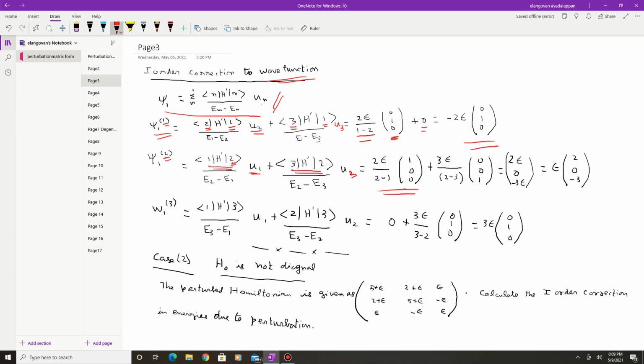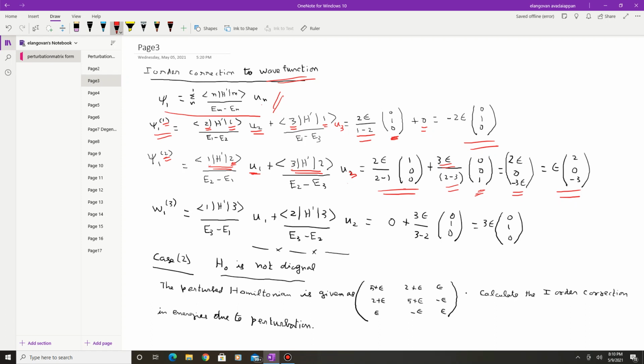Here 3H' 2 we have already evaluated. Substitute the value of this H' between the two states, 3H' 2. That value is 3 epsilon. This is u2 minus u3, this is 2 minus 3. Again you substitute, your u3 is 0, 0, 1. Once you make a multiplication of these two and add these two expressions, we get this expression. The epsilon may be taken as a constant term. So this is the first order correction in the wave function.